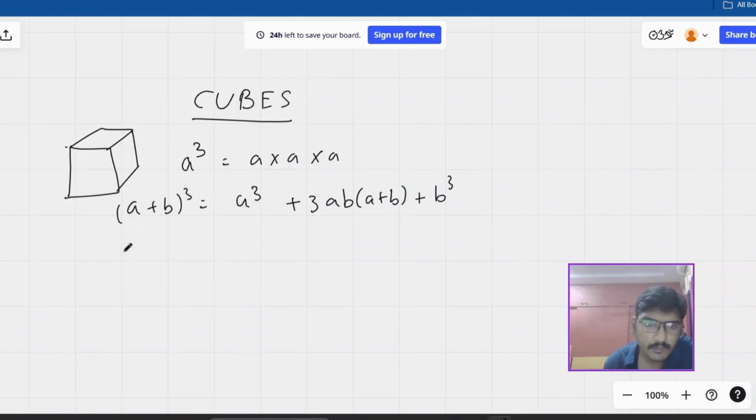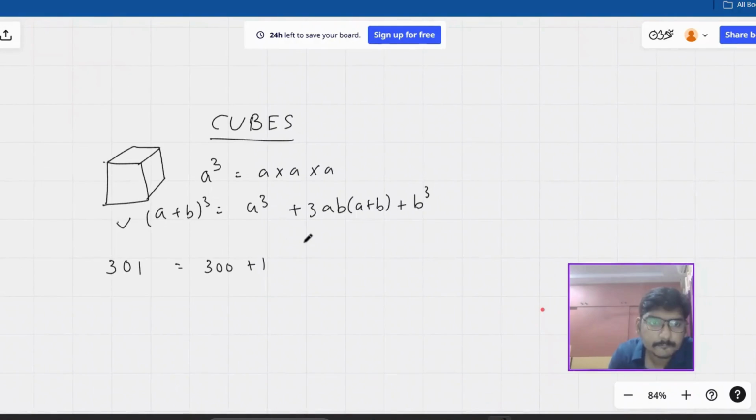Actually this is called the actual method. Here if we take 301, for example, 301 can be represented as 300 plus 1. Here what we are doing is taking a as 300 and b as 1, and after that we do a plus b whole cube.